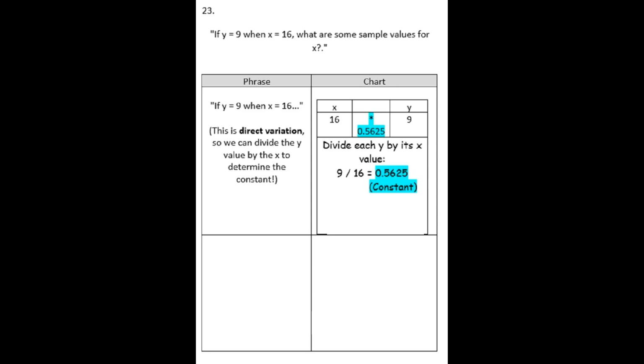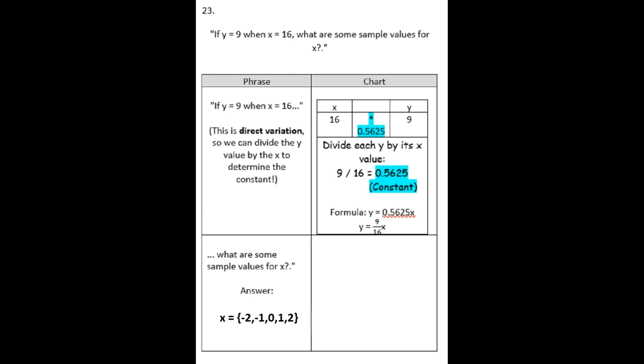Now moving on to number 23. If y equals 9 when x equals 16, then what are some sample values for x? If y equals 9 when x equals 16, so let's go ahead and make up our chart. We know that this is direct variation, so we can just divide the y by the x to determine the constant. So again, our y is smaller than our x. Don't let that bother you. All that means is that we're going to get a decimal as our constant. So 9 divided by 16 equals 0.5625. So y equals 0.5625x, or y equals 9/16 x if you prefer a fraction.